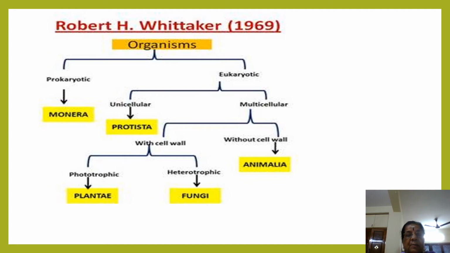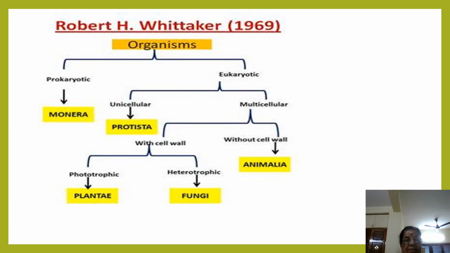I hope you understand. For a second, go through the panel, need for classification, then I go to the next step. The next one is five kingdom classification. This is a pictorial representation, normally called a tree chart.